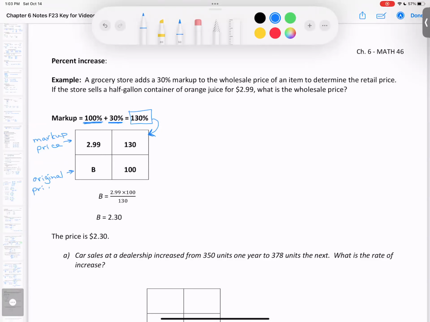So then for this example, we could set up our equation and we would get $2.99 over base equals 130 over 100. Okay, and then if we do the cross product, we're going to get 100 times $2.99 equals our base times 130. So we can divide both sides by 130, and that's what we have written down here. When we calculate that out, we get $2.30. So the original wholesale price is $2.30.